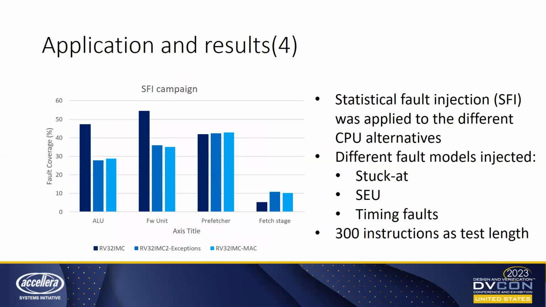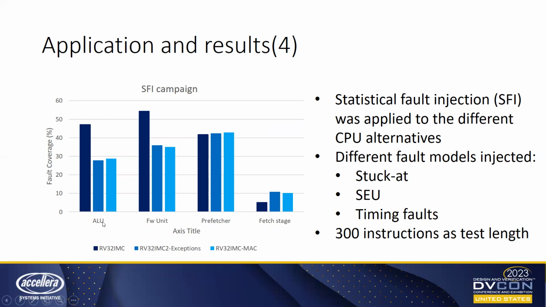And then what we did is that we applied the statistical fault injection campaign. So in this case, unlike the previous campaigns, we are not injecting only stuck-at faults, but we are also injecting bit flips as well. And all of the faults that we are injecting are random. And then here you could see the result.